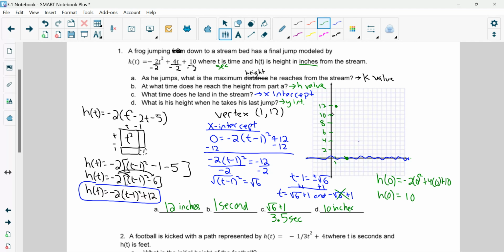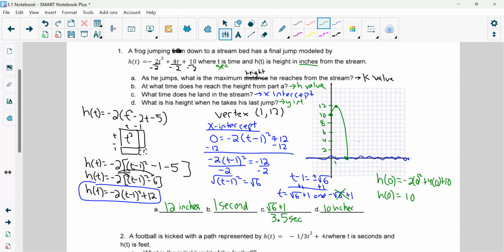So here's essentially what our sketch looks like. The frog is starting at 10 inches, jumps up, reaches a max height of 12, and then lands all the way back down into the stream. Okay. So really, there's not much difference with this than what we were doing last week. It's just now that we have context to the situation, sometimes it makes it a little harder to figure out what we are trying to find. Are we trying to find the x-intercept or the y-intercept or the vertex? So that's where that green paper is going to come into play to help you out.